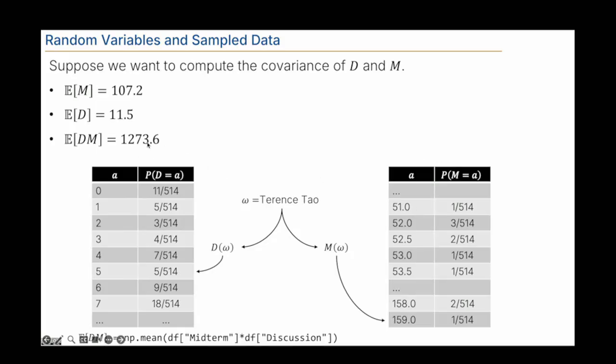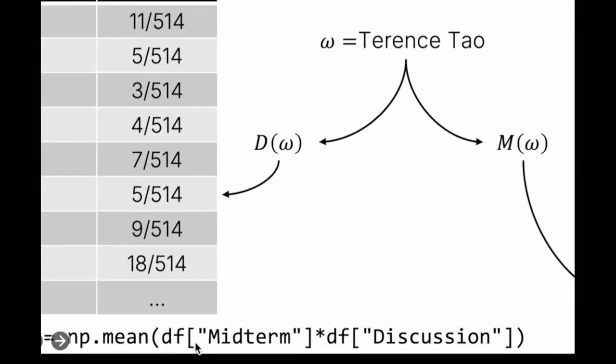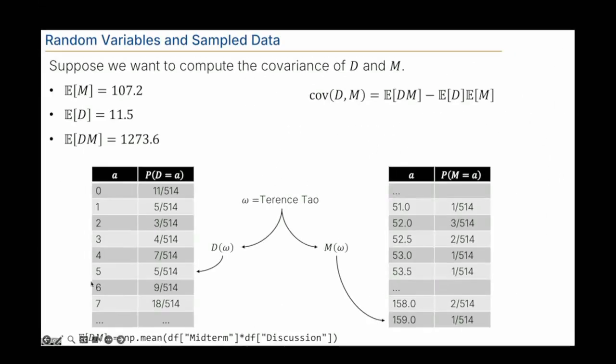And then for E[MD] I did it with this code at the bottom, which you can't see exactly because this menu is on top of it. But I'm basically taking the product of each of these scores, right? So I'm taking people's midterm score times their discussion score and computing the mean of that pairwise product. I've joined the table, so I take your midterm score and your discussion score, multiply them together, and then compute the mean there.